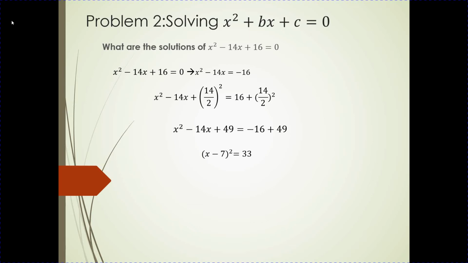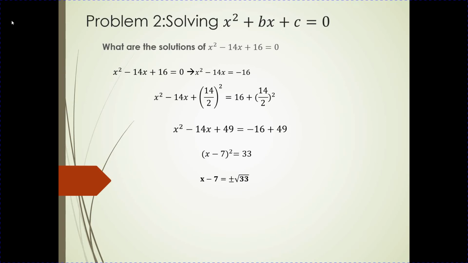Then this equation is written in the form of m squared is equal to n. As I mentioned earlier, our target is to write the given expression or equation in the form of m squared is equal to n, so it will be easy to solve by eliminating the square. So to eliminate the square, just take the square root of each side, then you'll get x minus 7 is equal to plus or minus the square root of 33.